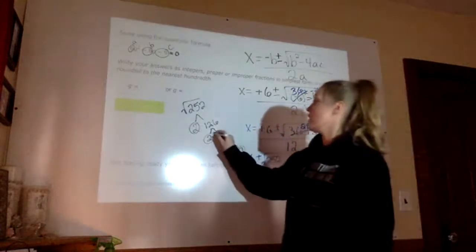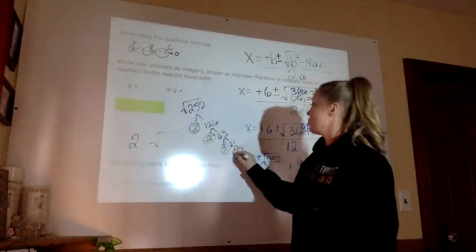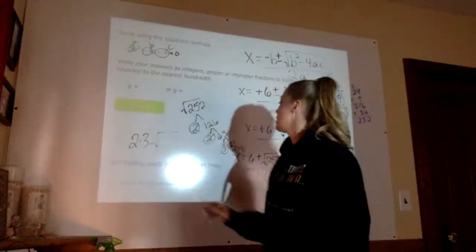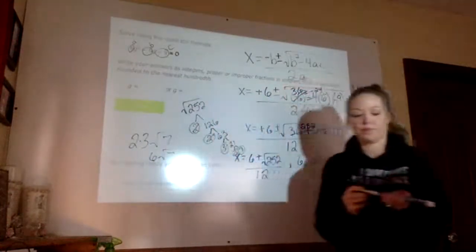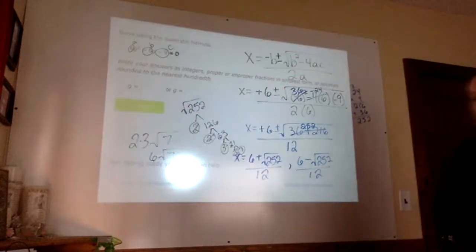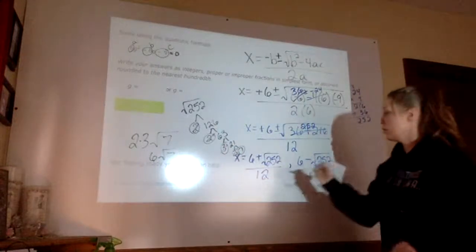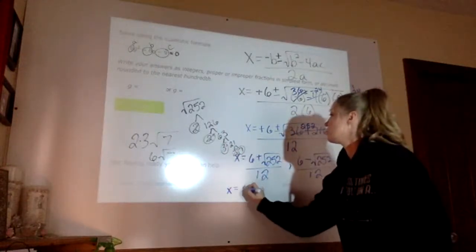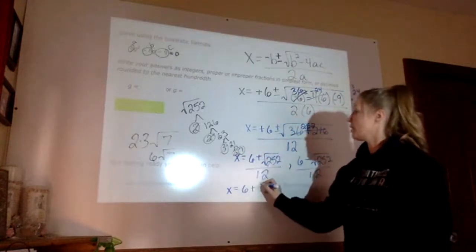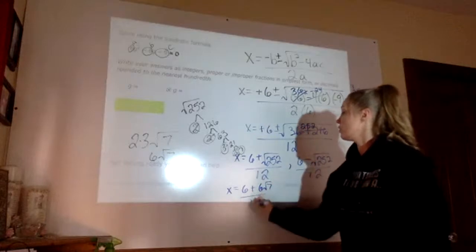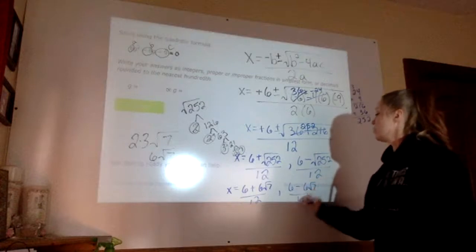So simplifying this down, you would pull out a pair of 2s. You would also pull out a pair of 3s. And you would be left with a 7 inside. So that'd be 6 square root of 7. Now again, this is if I was told that I needed to write this in exact form. I would do x is equal to 6 plus, and then instead of square root of 252, I would write 6 square root of 7, and then over 12. And then 6 minus 6 square root of 7 over 12.